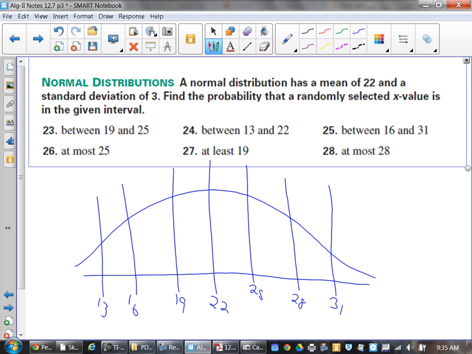deviations. When it says at most 25, at most means is it going to be more than 25 or less than 25? Less than 25. So it's everything going this way. Well, I know that in this section here is how much percentage? 0.34. And then how much is on this whole side then? 0.5. 50% is on the other side. So the answer here is?